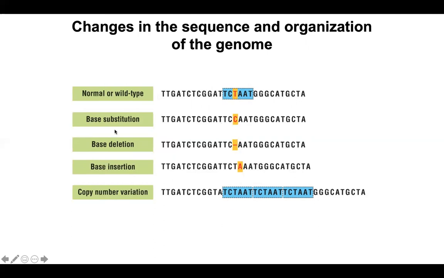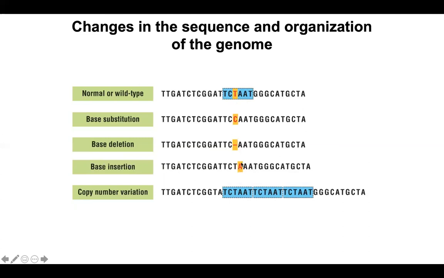So we could have a base substitution. That means the T is exchanged for a C. Right now, the sequence reads TCCAAT instead of TCTAAT. A base could be deleted, right? In this case, this is symbolized in this alignment by a dash, but in the actual chromosome we would simply miss this base here, and it would simply read TCAAT instead of TCTAAT.